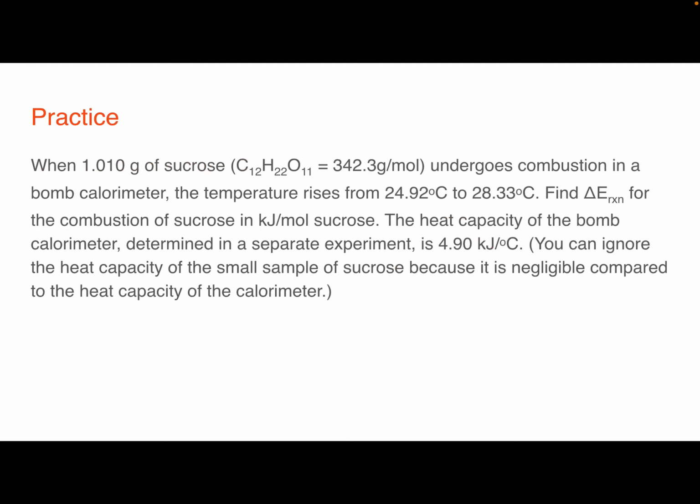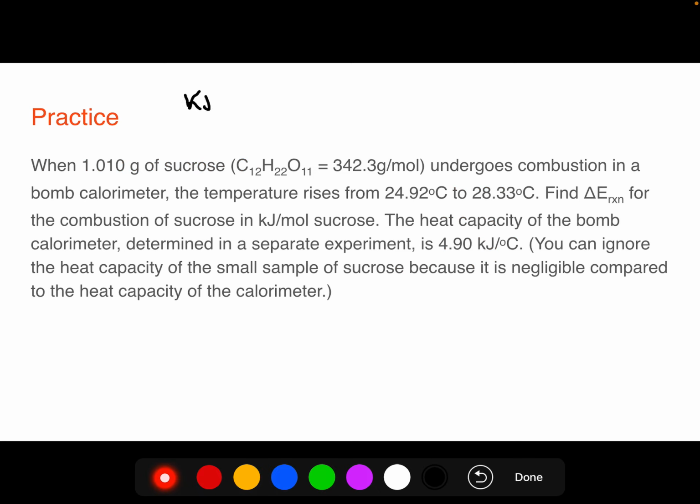So let's look at a problem. You got 1.10 grams of sucrose. You burn it in a bomb calorimeter. You get the change in temperature. Find the internal energy change for that reaction. We have the heat capacity of the bomb calorimeter. So, first of all, internal energy is reported in kilojoules per mole, so keep that in mind.